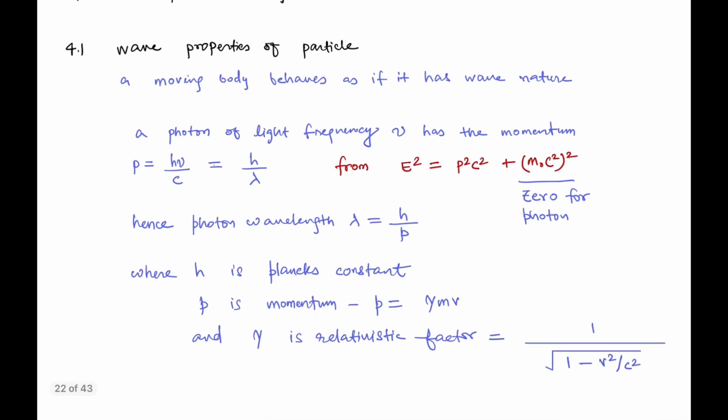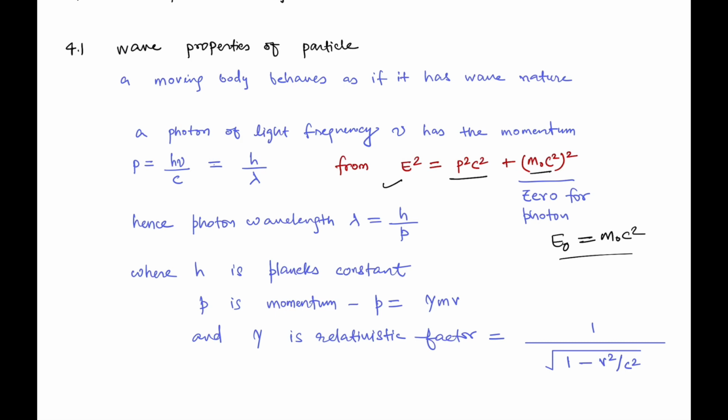So let us start with the wave properties of particles. A moving body behaves as if it has wave nature. A photon of light frequency nu has the momentum h nu upon c or h by lambda, and it is actually from this relativistic formula. It is a very important formula, one must remember it, that is E square is equal to P square C square plus m naught C square whole square. This m naught C square is nothing but rest mass energy.